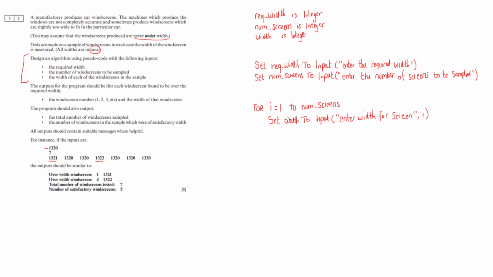So once the user has entered the width, I need to check if that width that they've entered is greater, larger, than the required width that the user's entered further up. So I'll use a selection statement. I'll say if what you've just entered is greater than the required width, and if it is, then what we're going to do about that.